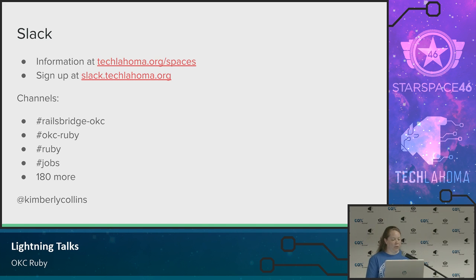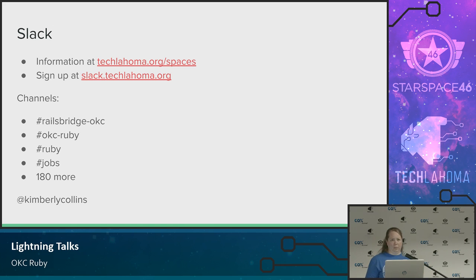So the place to go to get more information is Slack. If you're not in our Slack already, I highly recommend it to be involved with the community. You can find information at techlahoma.org/spaces. And then the sign up is at slack.techlahoma.org. You'll enter your email address. You'll get an email. Just follow the instructions to sign up.